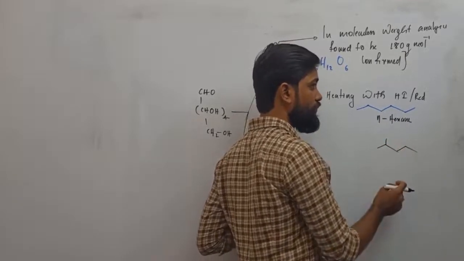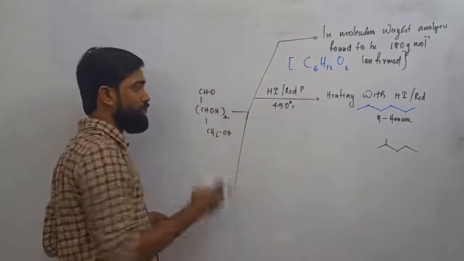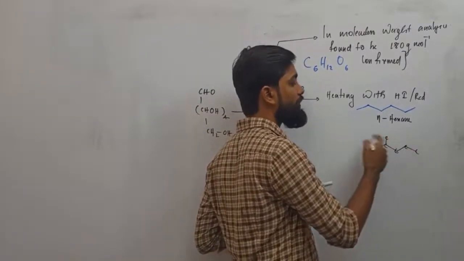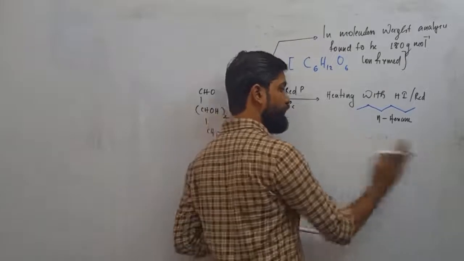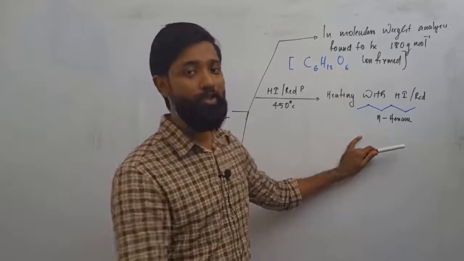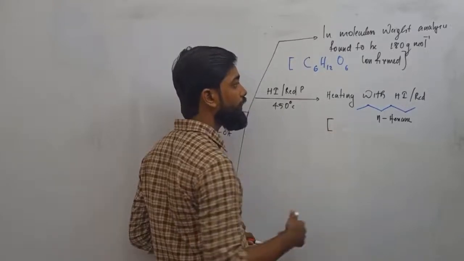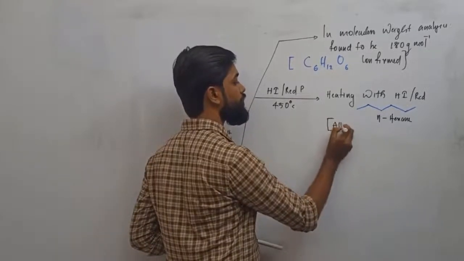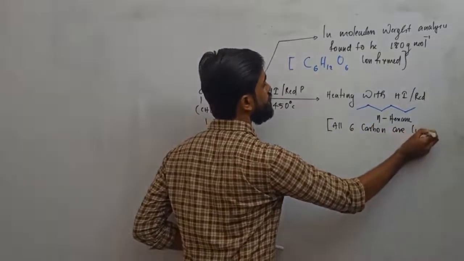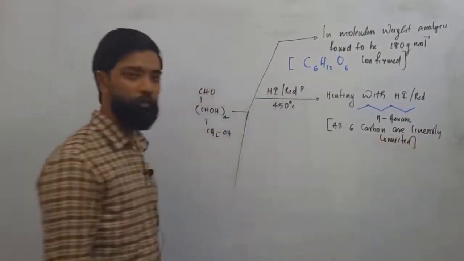If it were isohexane, we could realize that glucose has a branched pattern, where the 6 carbons may have branches. But here we obtain normal hexane. Since normal hexane is formed, it is clear that all 6 carbons are linearly connected. So by means of this reaction, the idea obtained is that all 6 carbons are linearly connected.